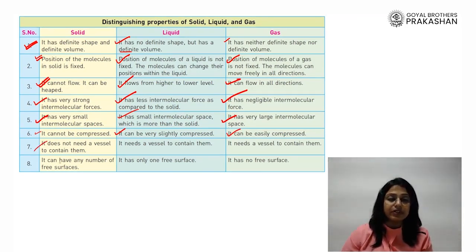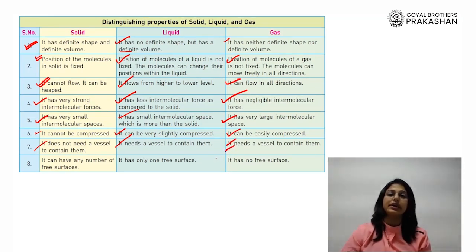We can fill gas in a very small space because it has a very large intermolecular space. Then we come to the seventh point, it does not need a vessel to contain. We do not need a vessel to contain the chair or the table or us. But for the liquids, we require a vessel to contain. Talking about the last one, gases also require a vessel to be contained.